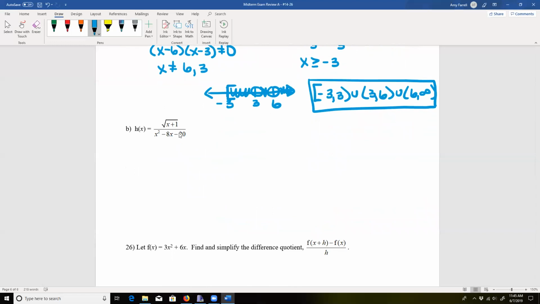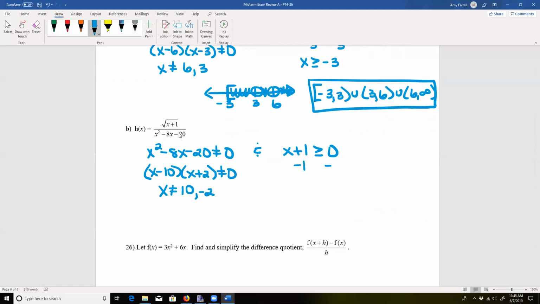Okay, part B, I'm going to do the same thing. Denominator cannot equal 0. And the radicand must be greater than or equal to 0. Two numbers that add to -8 and multiply to -20 would be -10 and 2. So we do not want x to be 10 or -2.